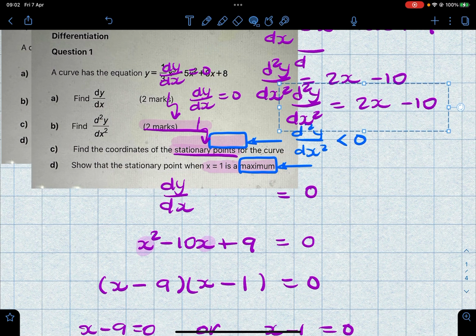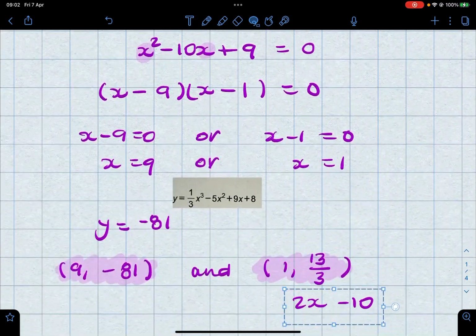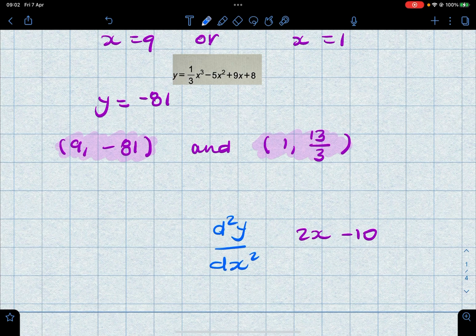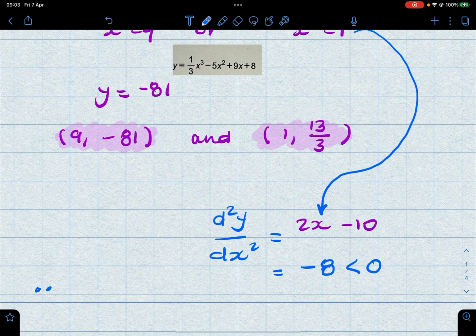So the second derivative is 2x minus 10. So if I take that down there and say d squared y over dx squared is 2x minus 10, and I substitute my 1 into there, that gives me 2, take away 10 is minus 8, and that's less than 0. So you can say, therefore, 1, 13 over 3 is a maximum.